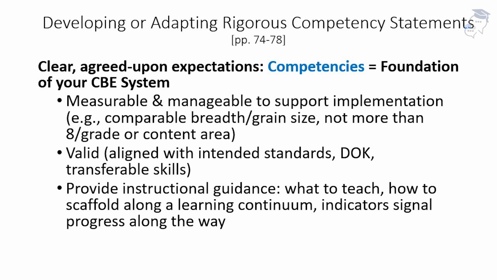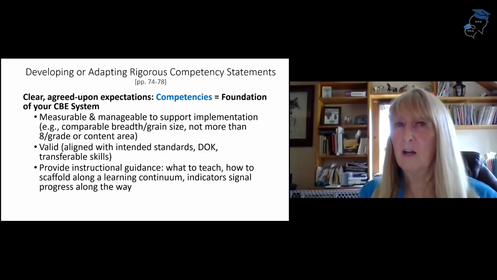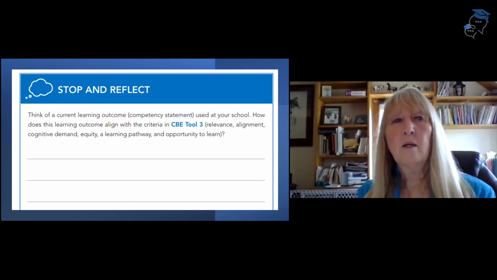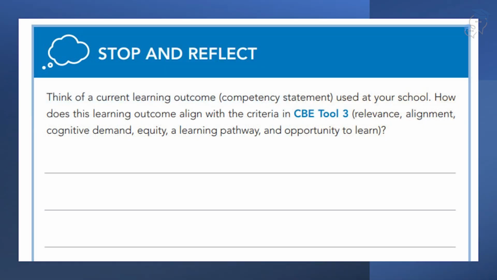So that's why, and you know, it says develop or adapt. I think it's easier to adapt somebody else's competency statements because you already have a starting point. It's hard to start from scratch. So I want you to think of a current learning outcome in your school now. Does it align with the criteria in tool 3? Those criteria are, is it relevant to the kids' lives? Is it clearly aligned to standards and cognitive demand? Does it provide equity for all kids and a learning pathway and opportunities to learn?